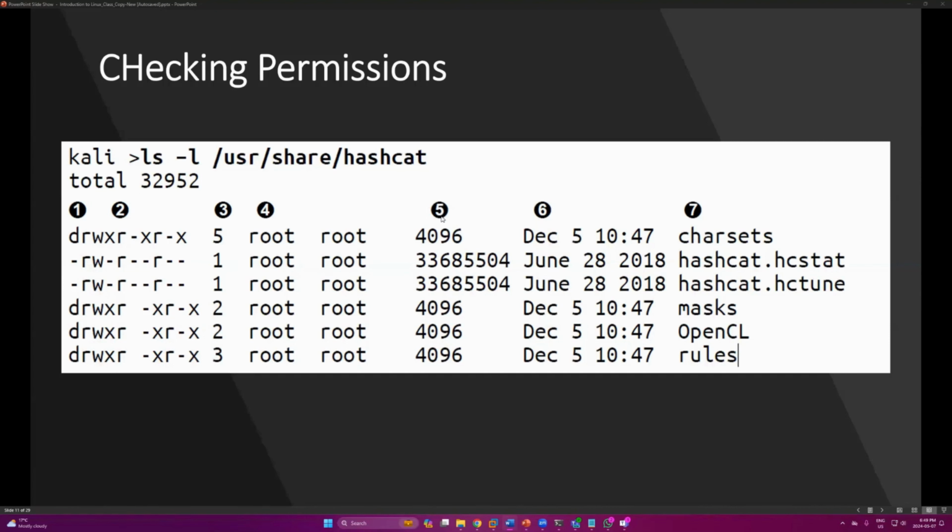Number 5 is the size of the file or directory. In this case, you can see the directory over here is pretty big, but the other ones are 4096 kilobytes. Number 6 is the date that was last modified, and number 7 is the file name or the directory name. You can see over here, these are directories without a dot, without an extension, and these two are files.